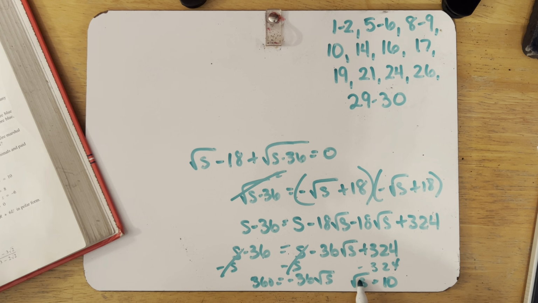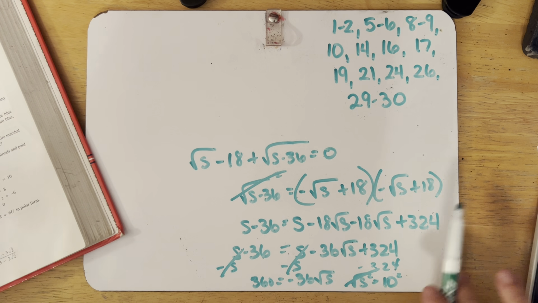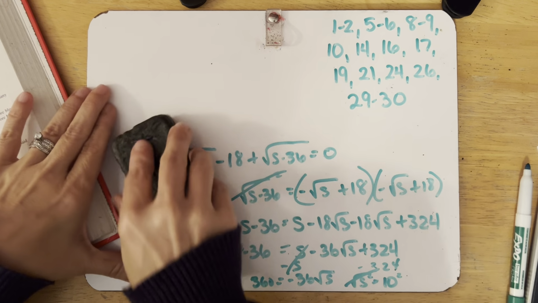Now how do I get rid of a square root? Square it. So I have to square both sides. So s equals 100. Then you need to plug that back in. Make sure that it works. Okay, so square root of 100 minus 18 plus square root of 100 minus 36 equals 0. You need to make sure that all checks out and that we can write this as our answer.